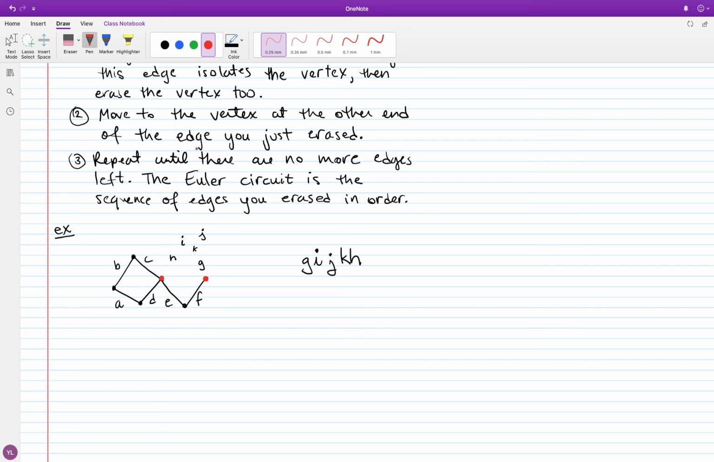E is a bridge. I didn't choose that one, notice. Now I'm forced to cross a bridge, B. I'll record that. Another bridge, A. And then D, E, F is how the rest of the Eulerian circuit plays out. Let me go ahead and reconstruct the graph and show you what the Eulerian circuit looks like that I've just constructed using this algorithm.